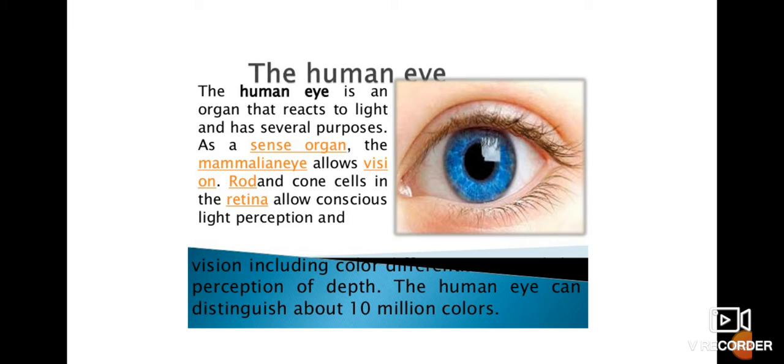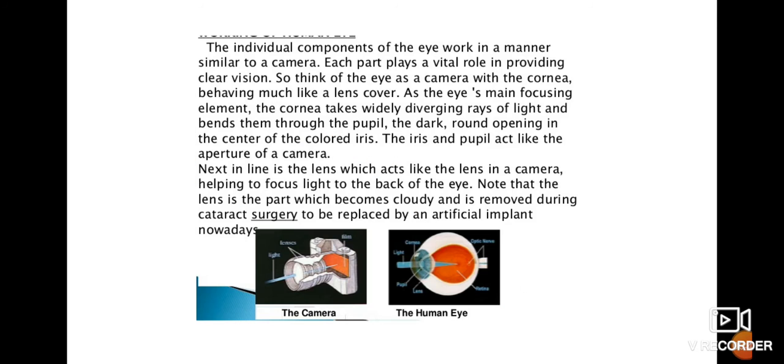Now, there are different parts of the human eye which help us to see a particular object from any particular distance. As we talk about our eye, the human eye is considered to be a functional camera. Each part plays a vital role in providing clear vision. Suppose we take our eye as the camera.